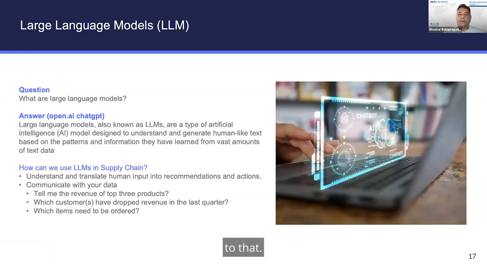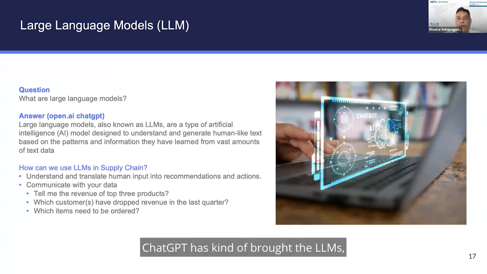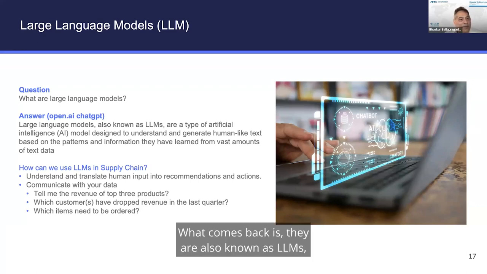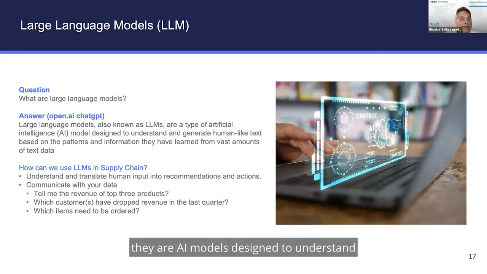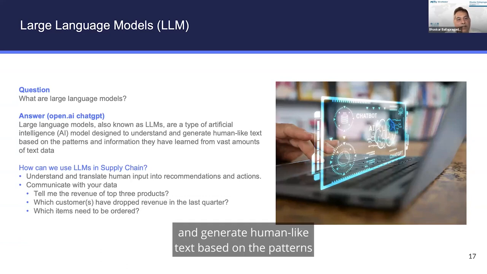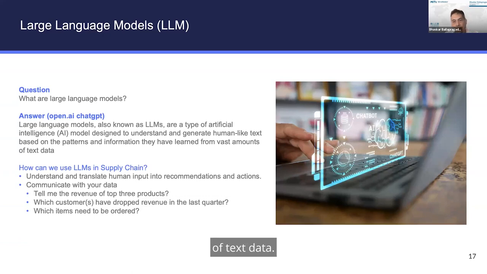Again, as I mentioned, if you're talking about AI, ChatGPT has brought the LLMs, the large language models, to the fore. Now, if you just put in the sentence, hey, what are large language models in OpenAI? What it comes back with is, they are also known as LLMs. They are AI models designed to understand and generate human-like text based on the patterns and information that they learned from vast amounts of text data.